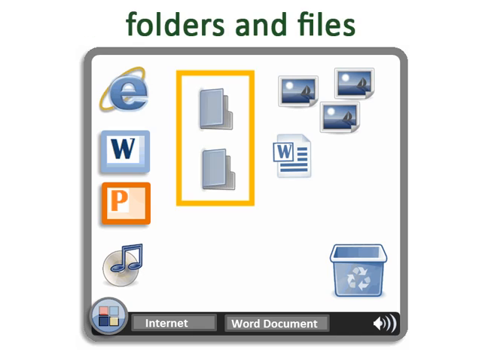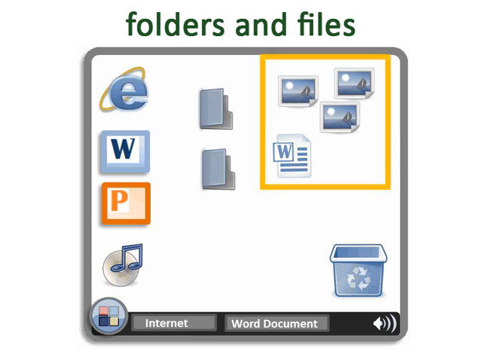You can create file folders on your desktop to organize the files that you want to keep handy. Here you'll see a few image file icons and a document file icon on the desktop. It's usually a good idea to save files to your computer's hard drive, but you can save them temporarily on your desktop until you set up a location on your computer's hard drive where you want to keep them permanently.